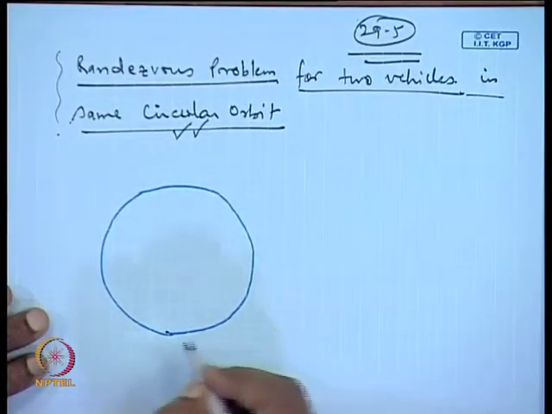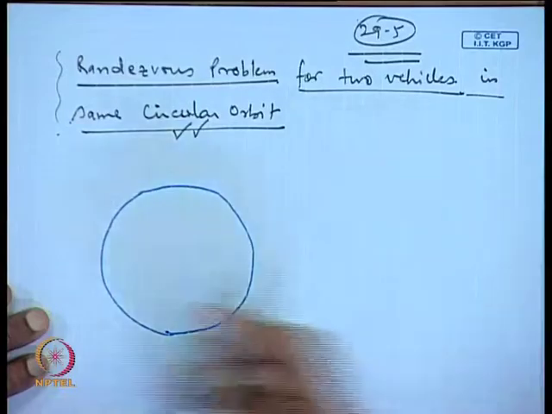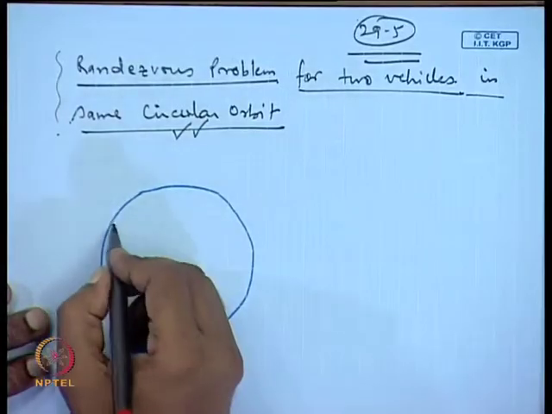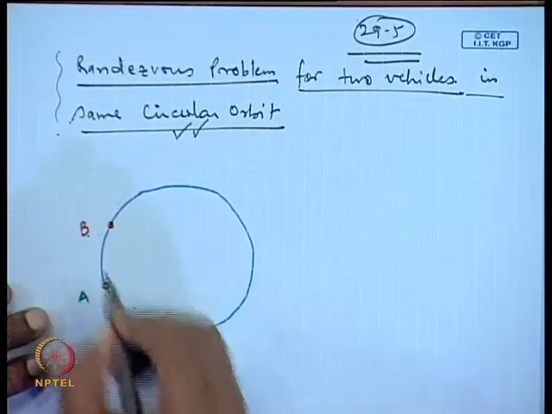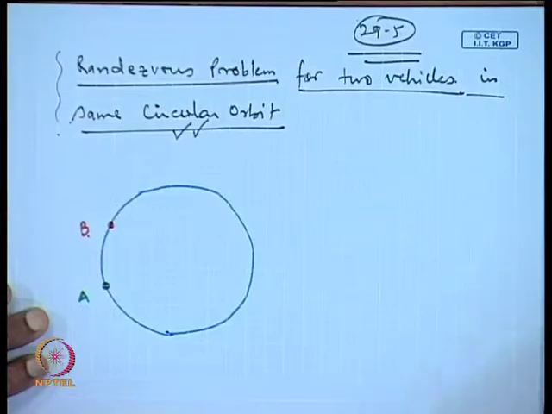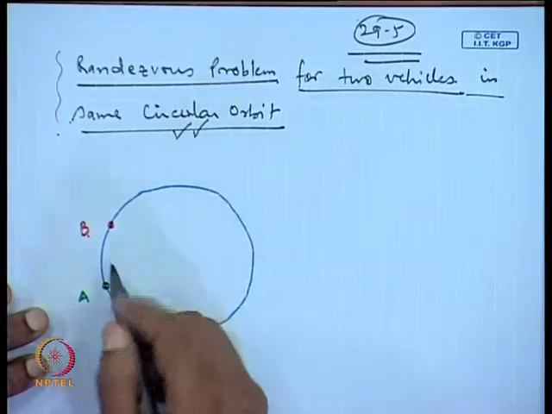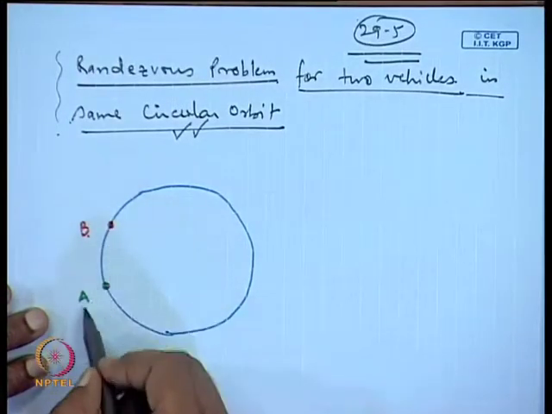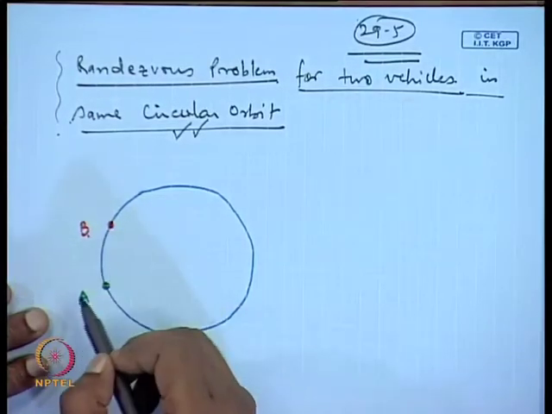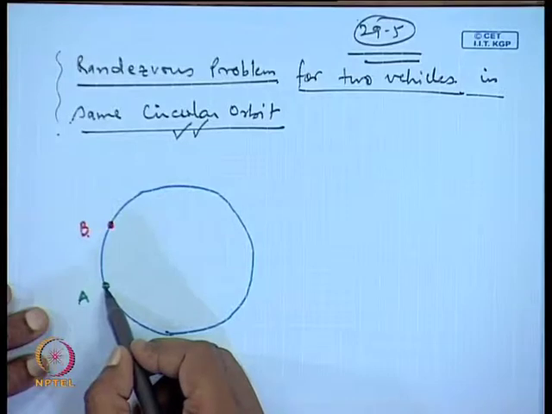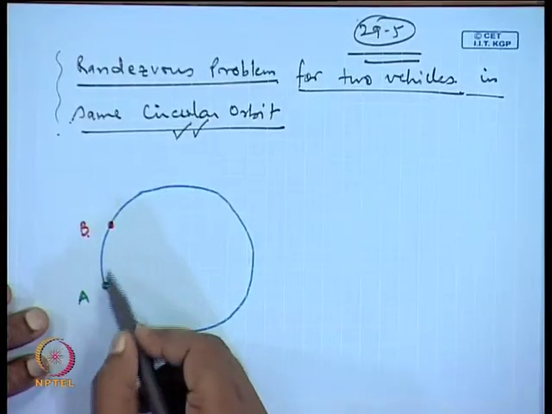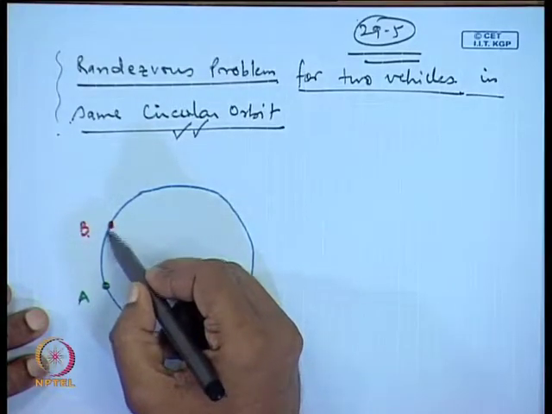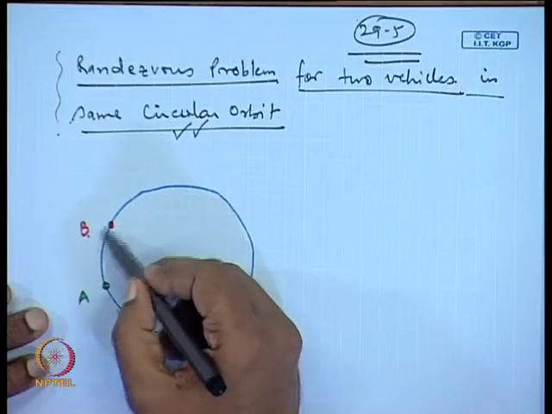suppose this is the orbit and we have two satellites here, satellite A and satellite B. Now, since both are moving in the same circular orbit, satellite A cannot catch satellite B, because if you try to thrust it, its velocity will increase and it will go into a different orbit. So, this is already the gap, the lead that B is having.